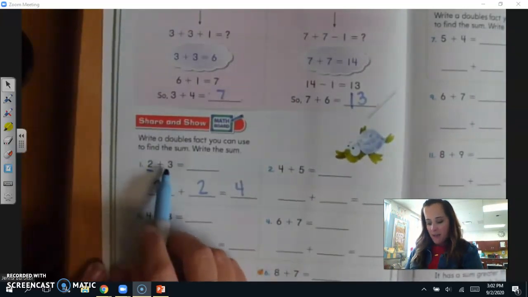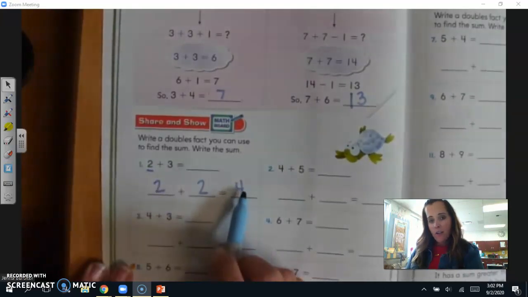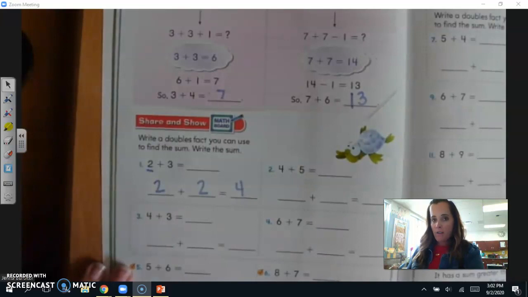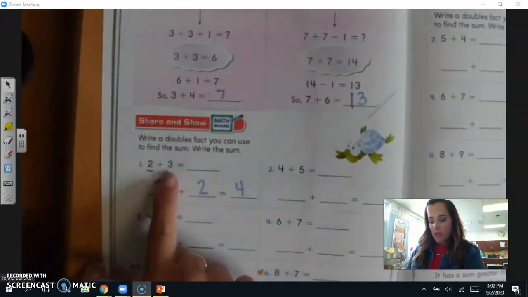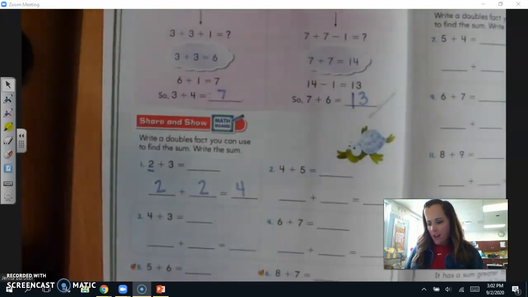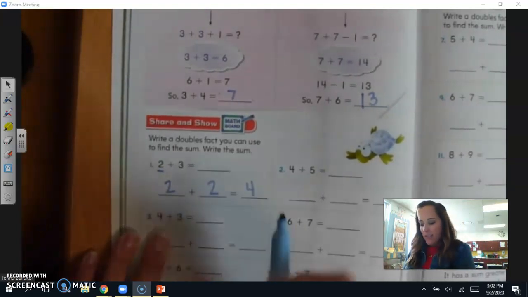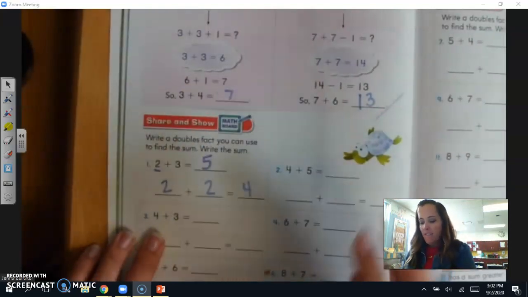Okay, and then I have to think in my head, is that 3 going to mean that I need to add 1 to this 4 or take 1 from that 4? Is 3 bigger or smaller than 2? Bigger, right? So we have to add 1 more. So we're going to add 1 to that 4, and the answer becomes 5.